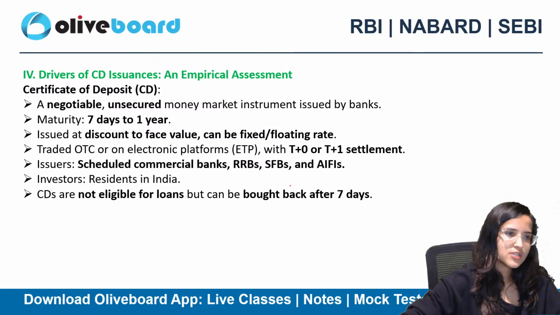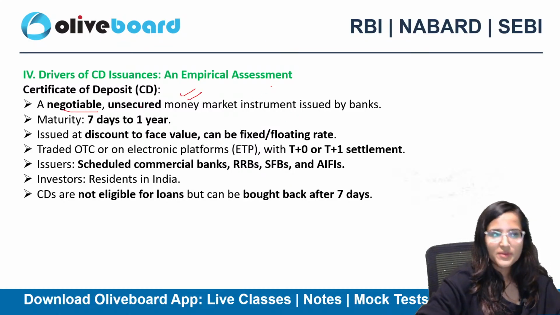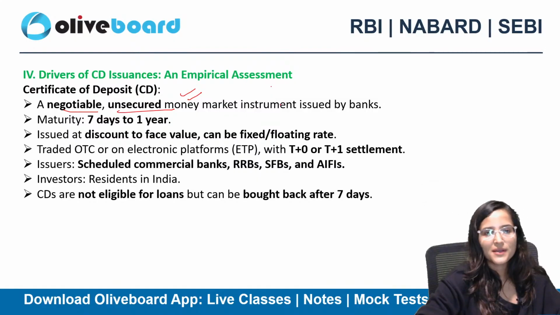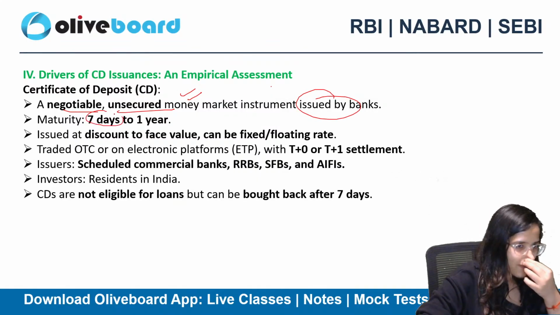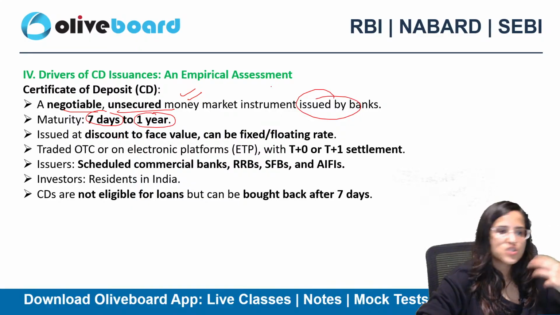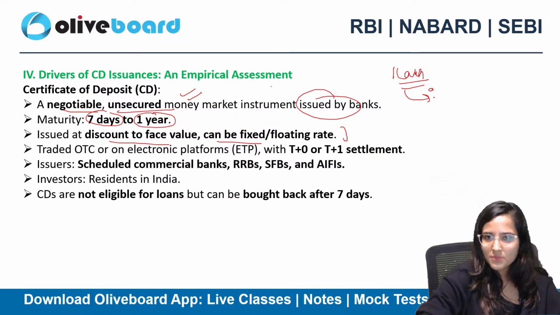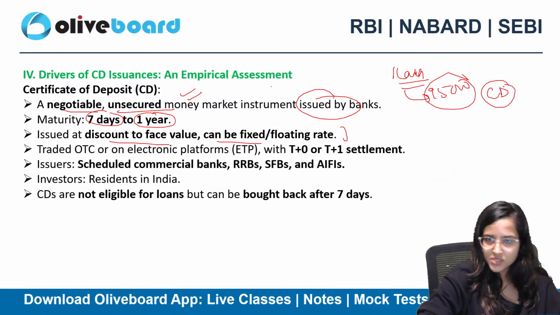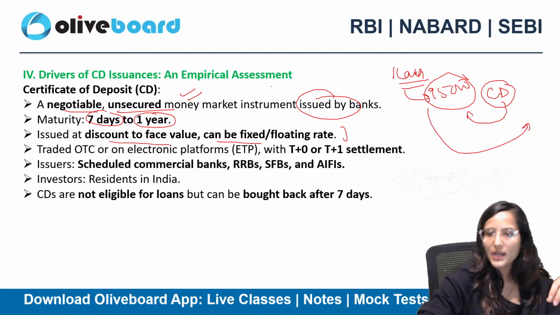So I've written the details of certificate of deposit over here. It is a negotiable unsecured money market instrument which is issued by banks. The maturity is 7 days to 1 year. It is issued at discount and redeemed at par. That means, for example, a CD of 1 lakh is issued at a discount, say at 95,000. So if you're taking that certificate of deposit, then you'll get 95,000, but you have to pay back 1 lakh. That is what this means.